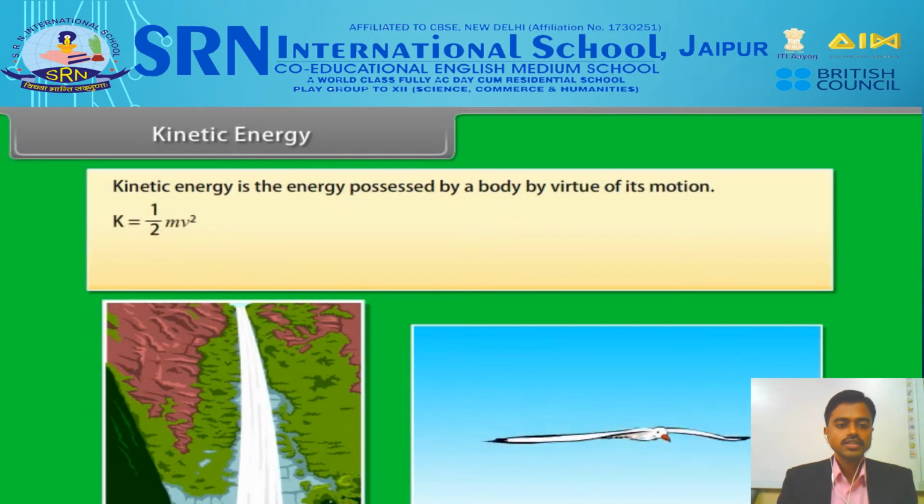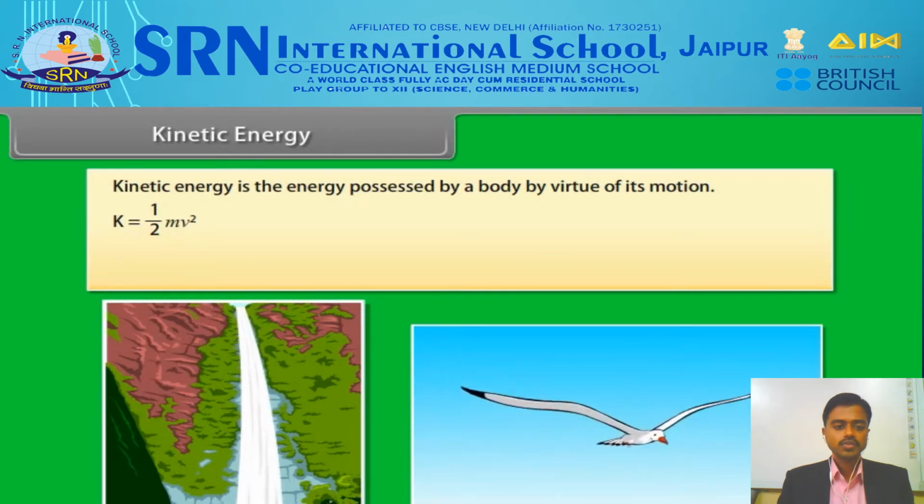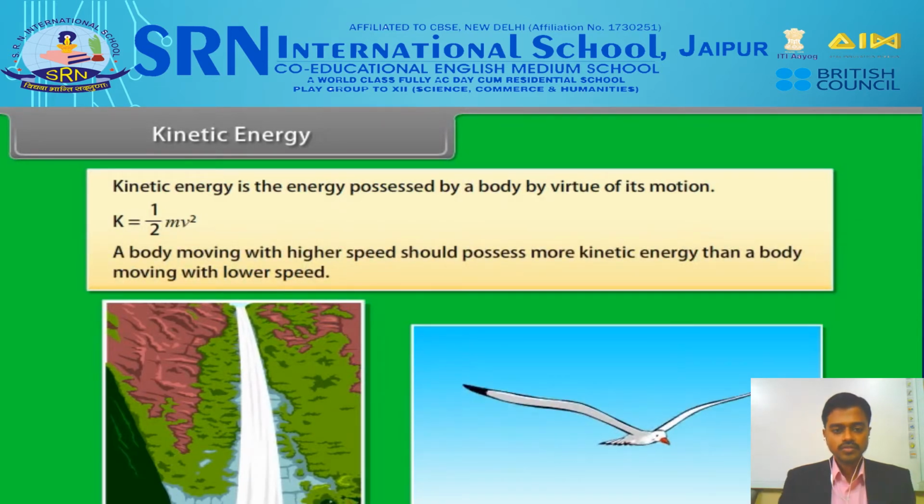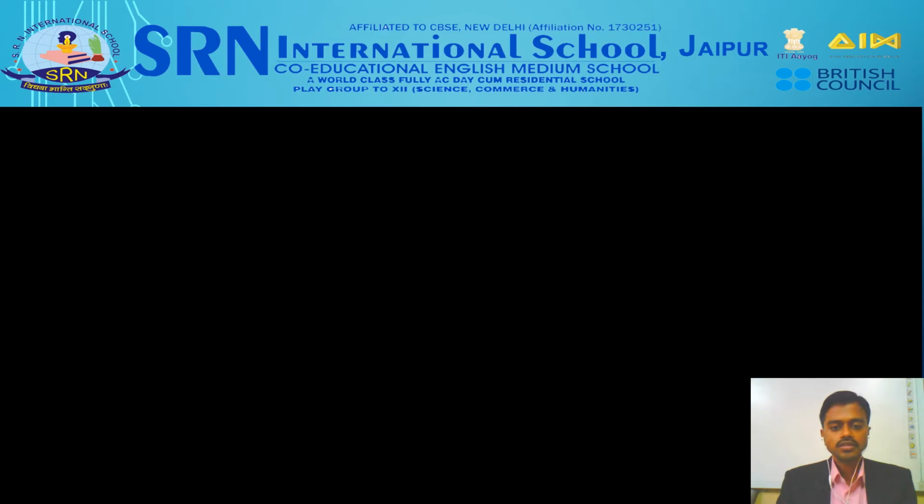Now next is kinetic energy. Kinetic energy is the energy possessed by a body by virtue of its motion, and the formula is half mv square. Flowing water and flying birds are examples of kinetic energy. So energy possessed by a body due to its motion is known as kinetic energy.